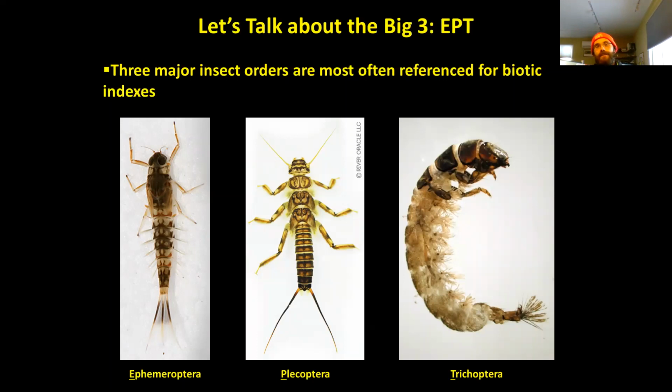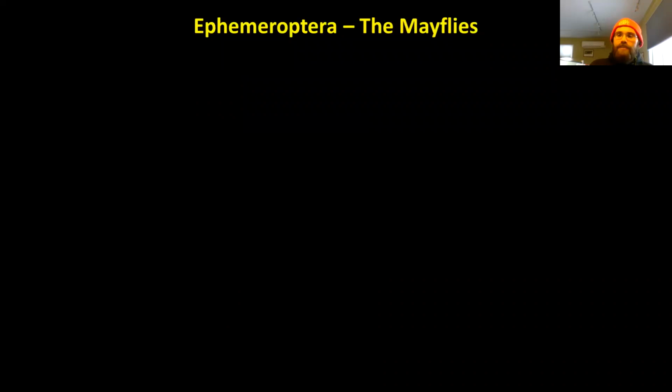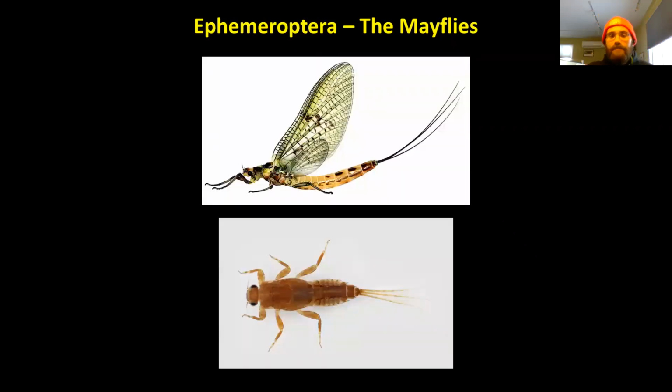So these three insect orders are critically important because they can't tolerate streams that have really bad pollution. And if they, again, disappear, we've got problems going on within our stream systems. So now we're just going to go through these three groups and get an idea of what they are and their lifestyles. So starting with the mayflies.